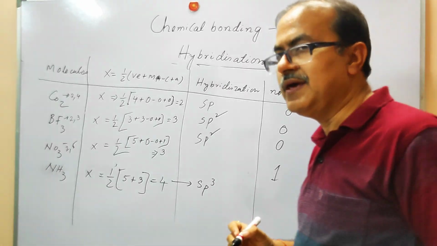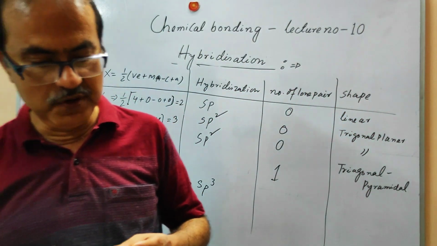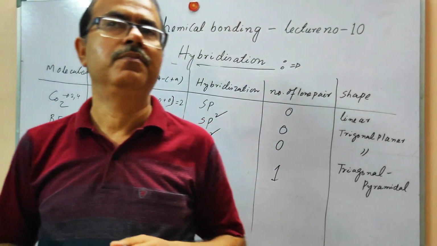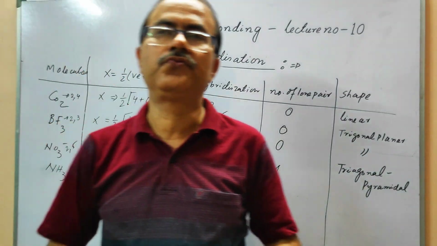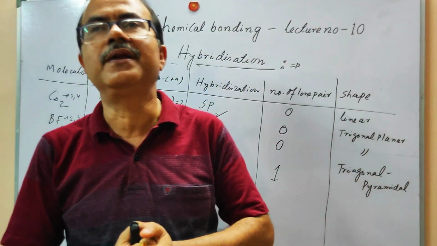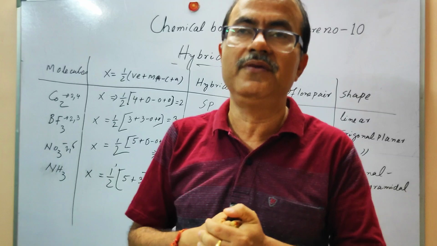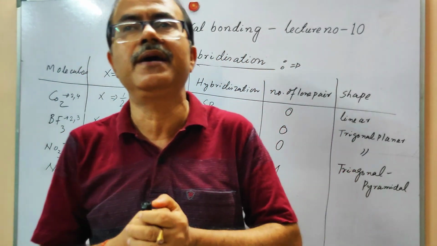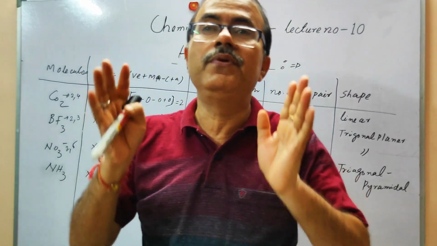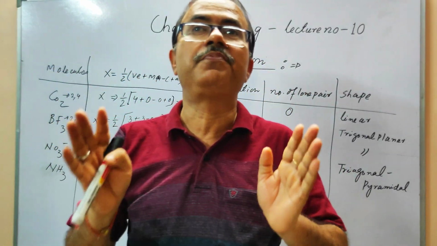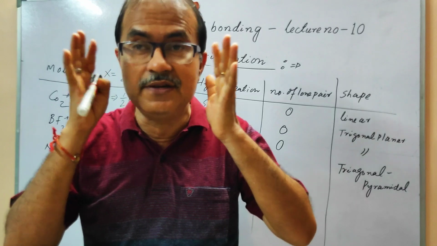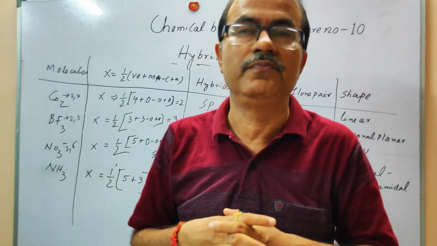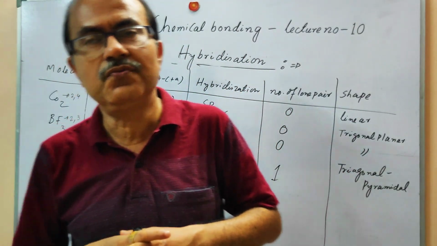So in this way you can predict the shape of the molecule. That is all for today's lecture. In this lecture we have understood a very important thing, that is hybridization. We understood what hybridization is, what points we have to remember, and also how to predict the hybridization of the central atom first, then the shape of the molecule.